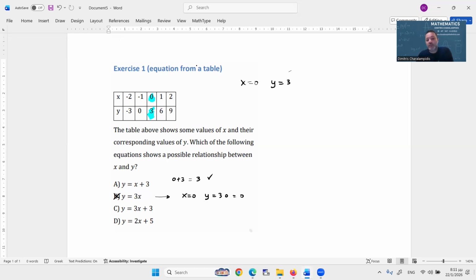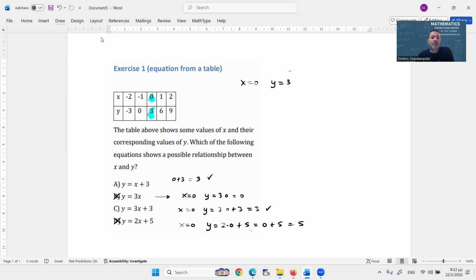Let's see if it's C. When x is 0, y should be 3 times 0 plus 3. It's equal to 3, so perhaps it is C. Let's see if it's D. When x is 0, y is 2 times 0 plus 5, which is 0 plus 5 equals 5, so I should reject D as well. So now I'm between A and C.